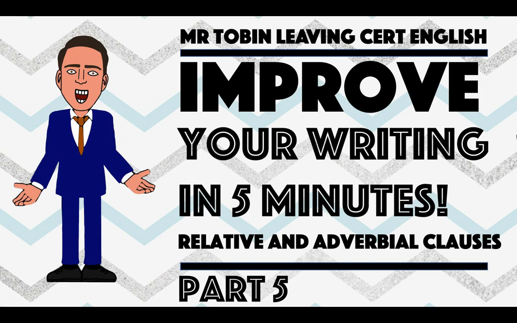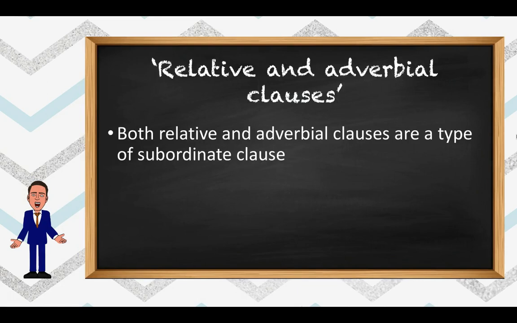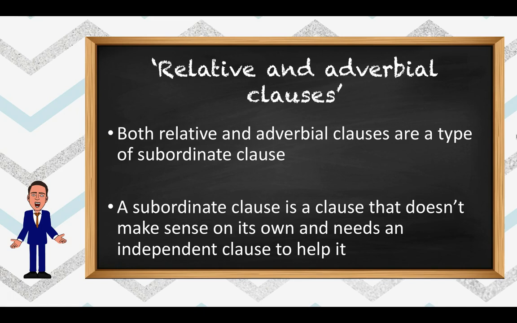In the previous videos in this series, we looked at clauses and phrases, common errors, and some sophisticated punctuation. And if you haven't already, I would recommend watching the other videos in this playlist before this one, particularly the ones on clauses. Relative clauses and adverbial clauses are both types of subordinate clause. We saw previously that a subordinate clause is a clause that doesn't make sense on its own and needs an independent or main clause to help it.